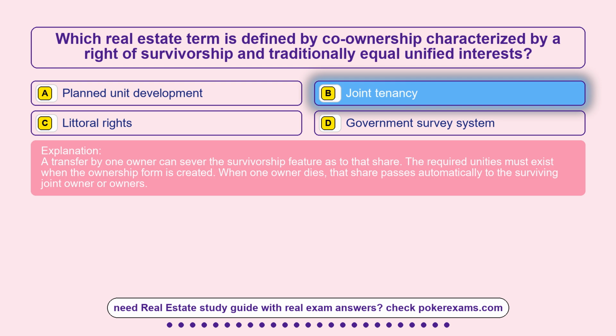A transfer by one owner can sever the survivorship feature as to that share. The required unities must exist when the ownership form is created. When one owner dies, that share passes automatically to the surviving joint owner or owners.